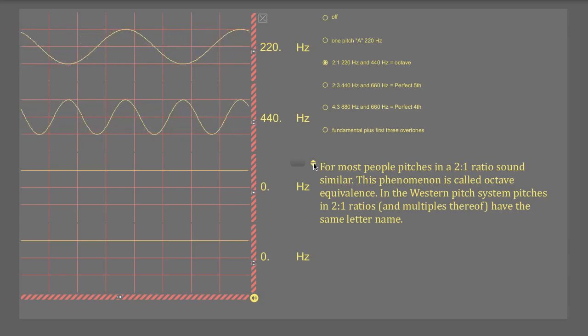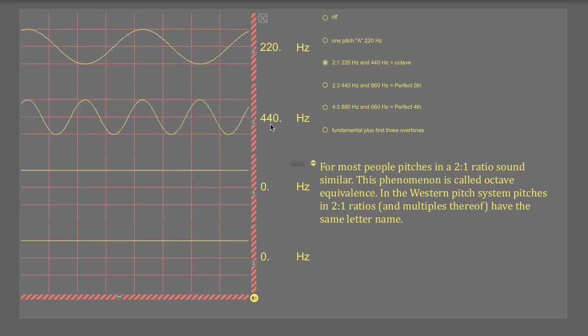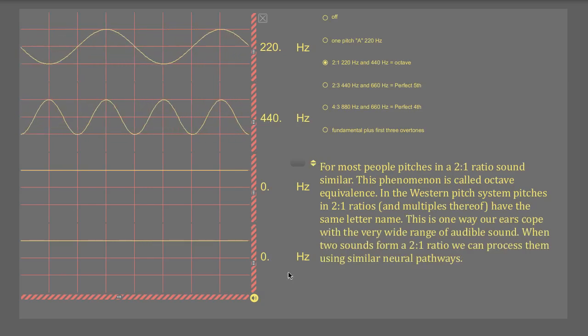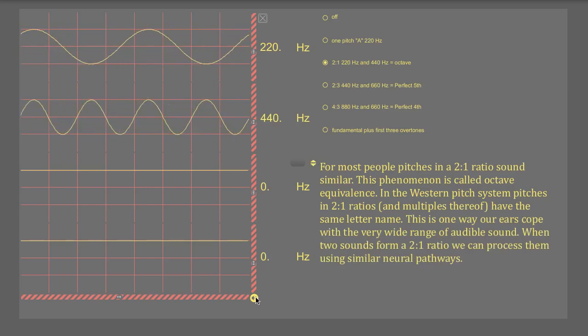In the Western pitch system, pitches in 2-to-1 ratios have the same letter name. So here we're looking at 2 pitches called A. In our Western system, all pitches with the same name, such as C or D or F sharp, have this 2-to-1 octave relationship. This is one of the ways our ears cope with the very wide range of audible sound. When 2 sounds form a 2-to-1 ratio, we can process them using similar neural pathways.